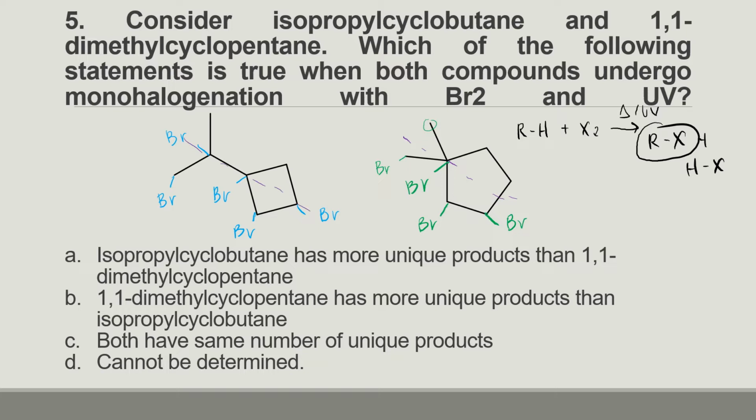So now counting everything, no? Isopropylcyclobutane has 5 unique products, while dimethylcyclopentane has 4 unique products. So the correct answer for number 5 is A. Isopropylcyclobutane has more unique products than 1,1-dimethylcyclopentane.